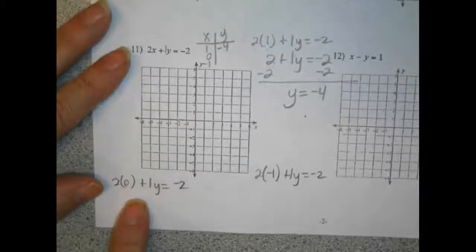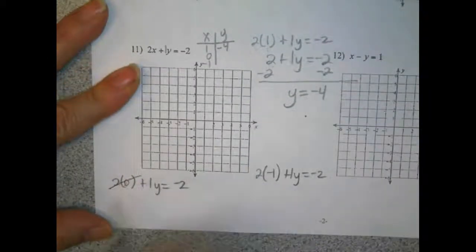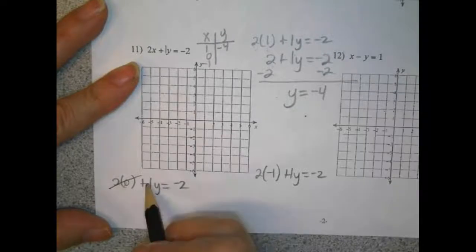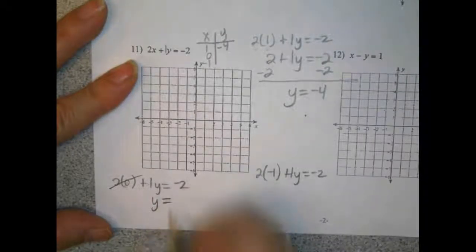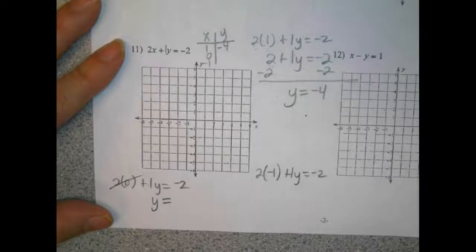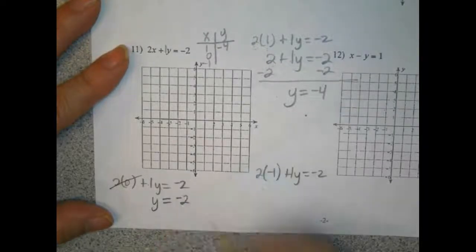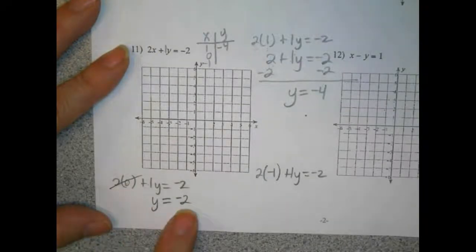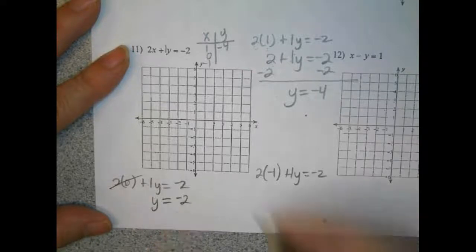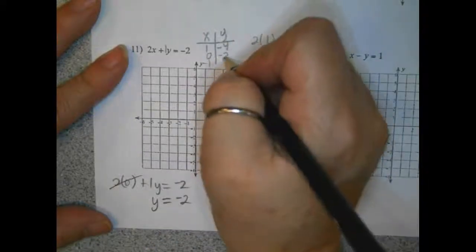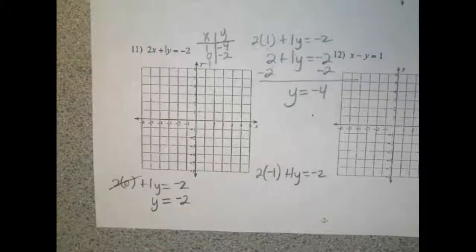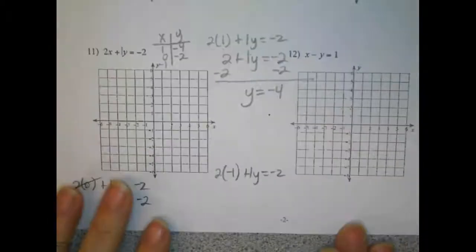This one's going to be super easy. Why? Because that becomes a 0, right? And 1y is just simply y. So what is y equal to? Negative 2. So when x is 0, what is y? Negative 2. So when x is 0, y is negative 2. Wow, that didn't take too much work, did it? Let's look at the third one.